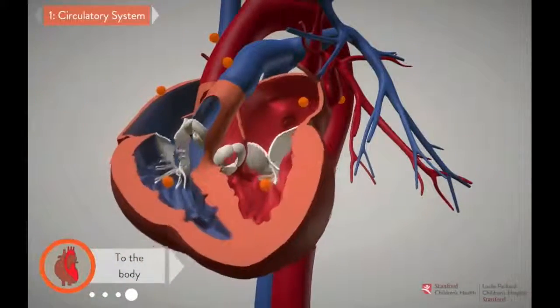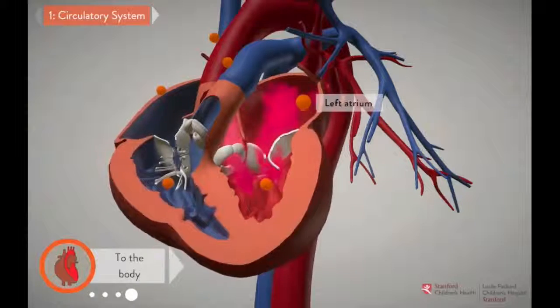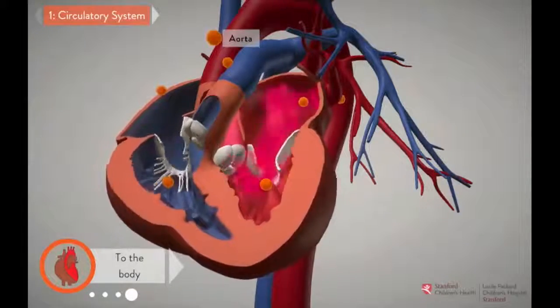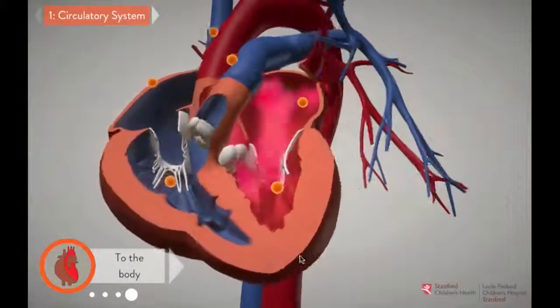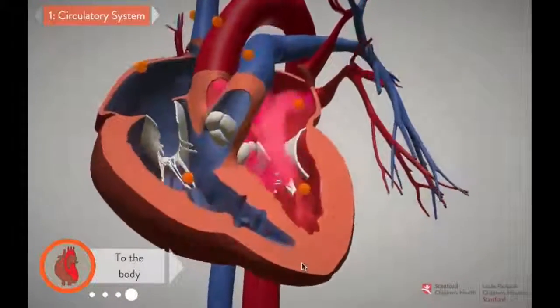Red blood returning from the lungs pours into the left atrium. From there, it flows into the left ventricle and then into the aorta, the body's largest artery. The aorta brings red oxygenated blood up to the head and arms and down to the abdomen and legs.